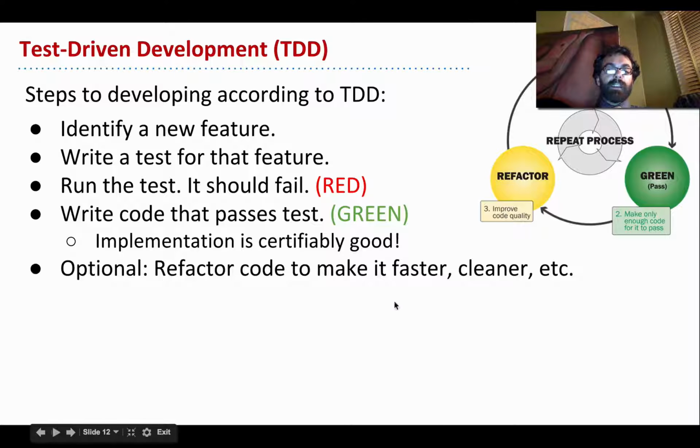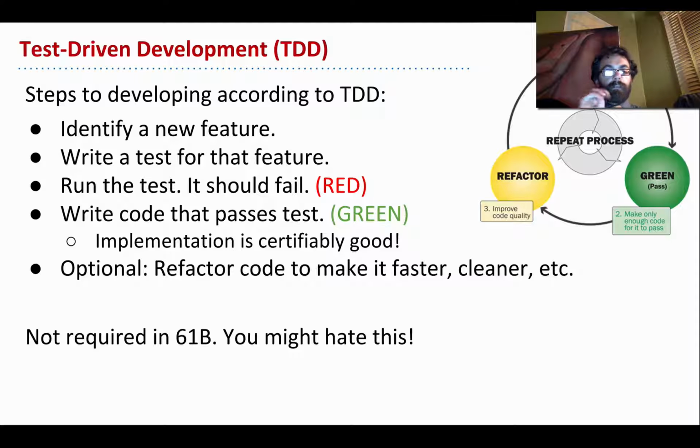And if we'd like, then we can go through and refactor the code. So maybe we have a big, ugly mess that works, and we want to clean it up. In 61B, if you're using test-driven development, at least at the beginning, there's not going to be much room for refactoring. But with bigger code bases, it makes sense. So again, it is not required that you do this in 61B.